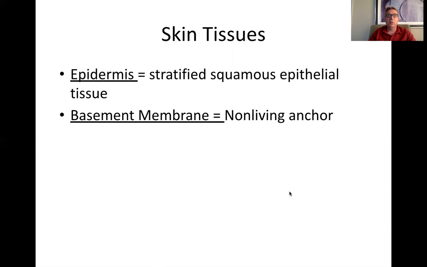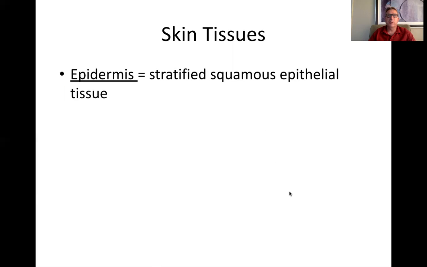Okay, so skin tissue. Now we're going to talk about the epidermis, which is stratified squamous epithelial. We shorten this unit. There are a lot of other different types. There's columnar, all these different types of tissues that we talk about, but we're going to keep it brief.